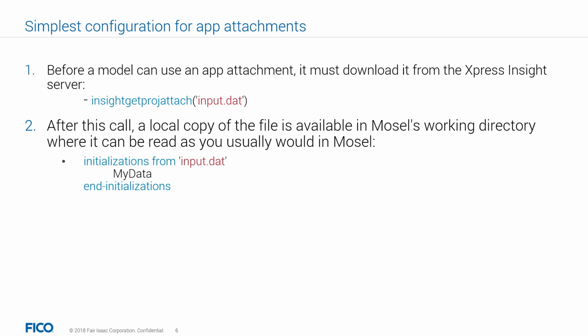Here is a simple way to change your model resources files to an attachment with a specific and unchangeable name. Before a model can use an app attachment, it must download it from the Xpress Insight server. The command is insight_get_proj_attach. After this call, a local copy of the file is available in Mosel's working directory, where it can be read as you usually would in Mosel.